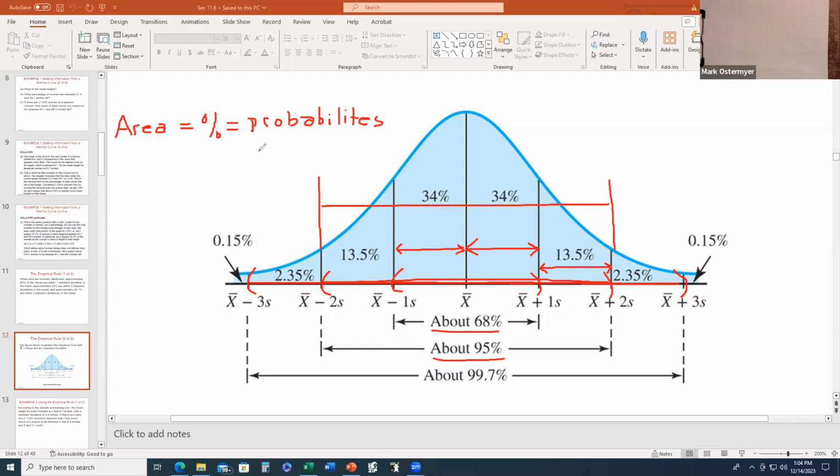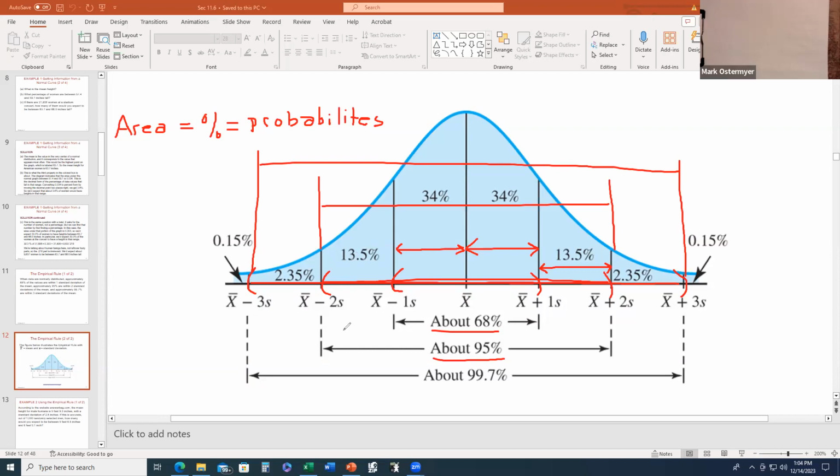The probability that a data value will be found between the mean minus 3 standard deviations to the mean plus 3 standard deviations is about 99%, give or take some change. Okay, so I have a question. What's the probability that a data value will fall between 3 standard deviations below our mean to 2 standard deviations below our mean?